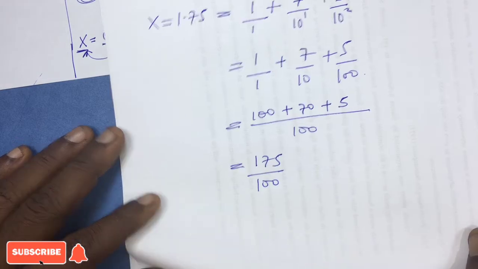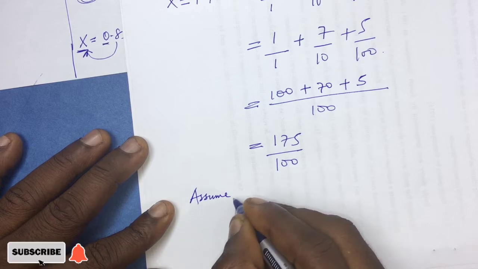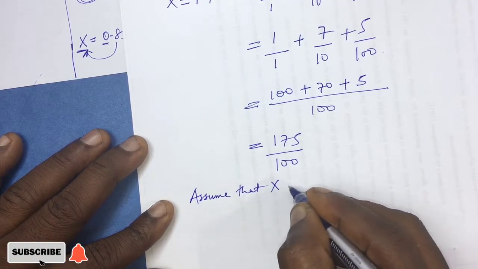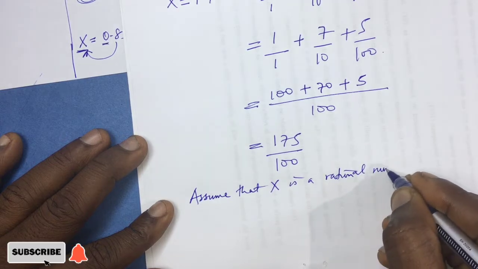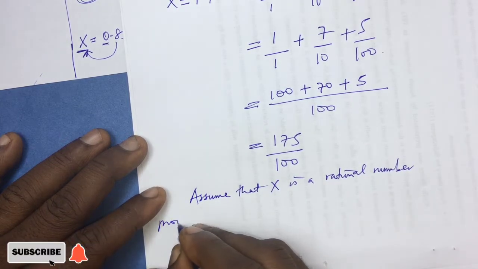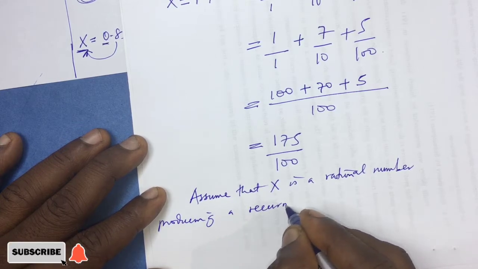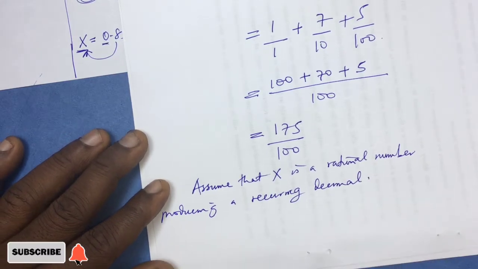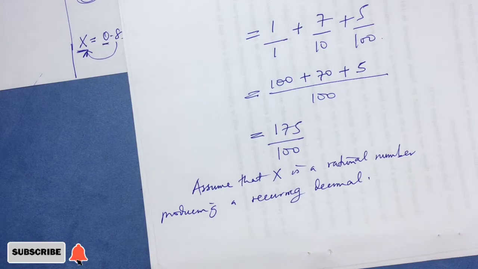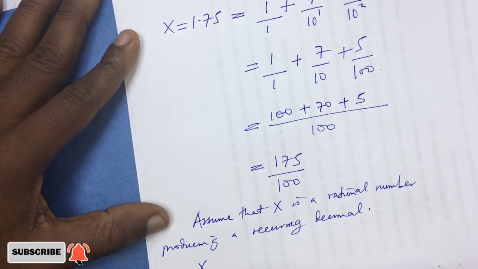Now, what if we assume that x is a rational number producing a recurring decimal. So if x, the rational number, did not produce a finite decimal but produced a recurring decimal, how then do we convert? For us to convert, we can do that simply by actually writing this.